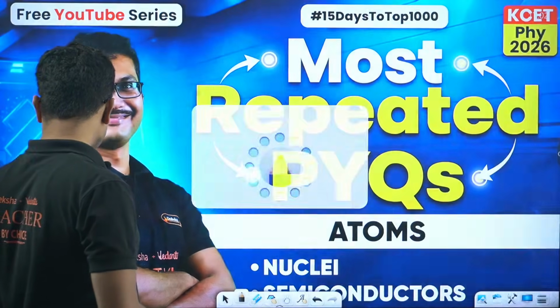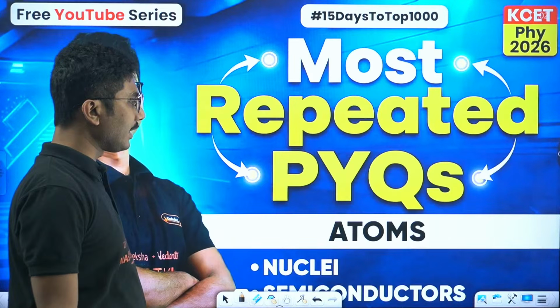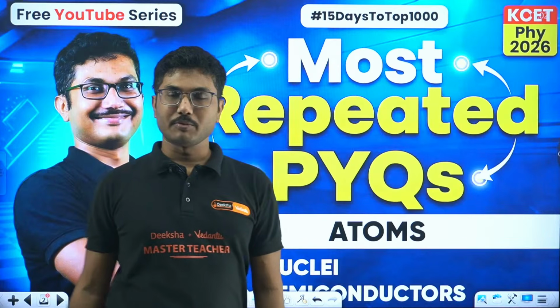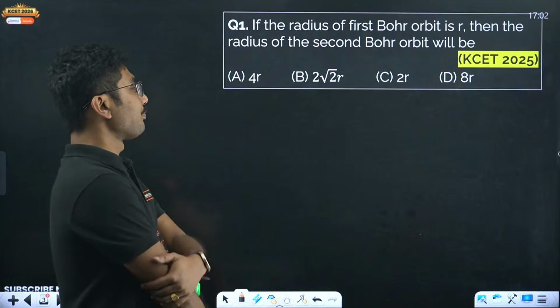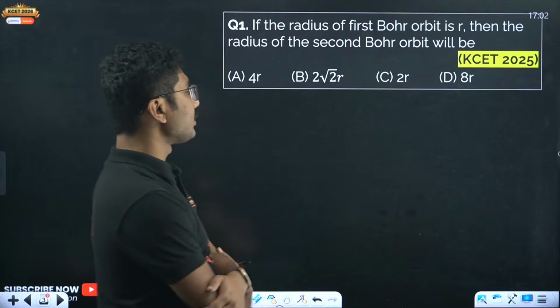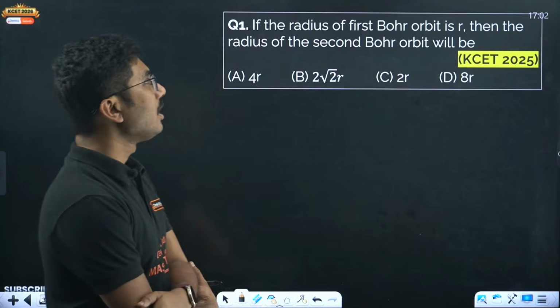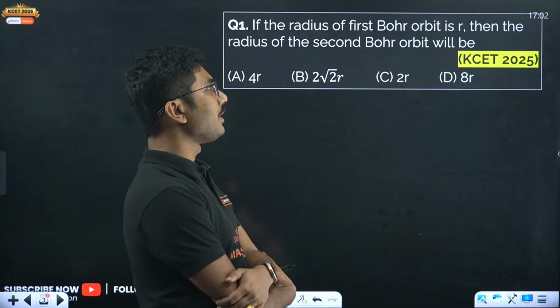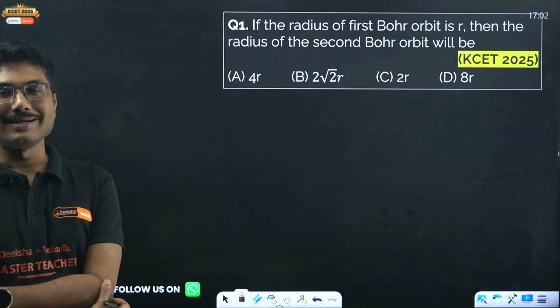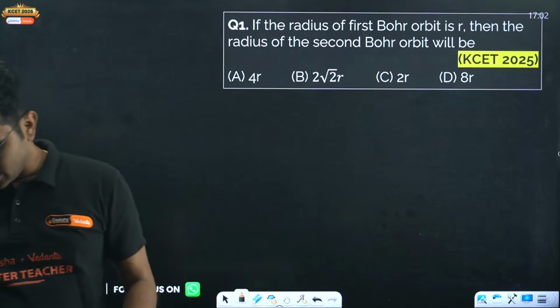As I mentioned, PYQ is the way to understand an exam, what type of question comes from each chapter. So let's start. First question: if the radius of the first Bohr orbit is r, then the radius of the second Bohr orbit will be? So what is the radius of the second Bohr orbit?